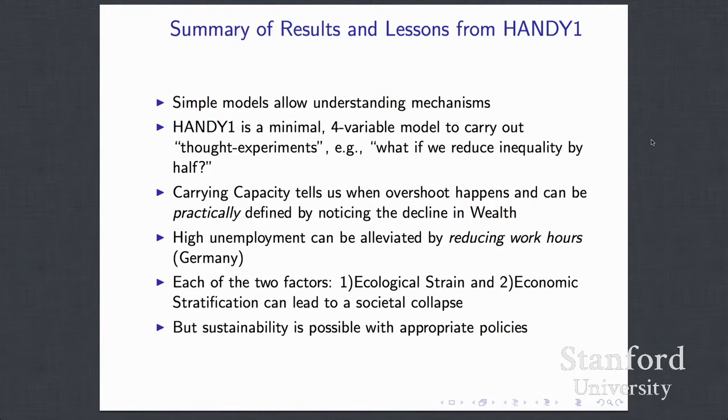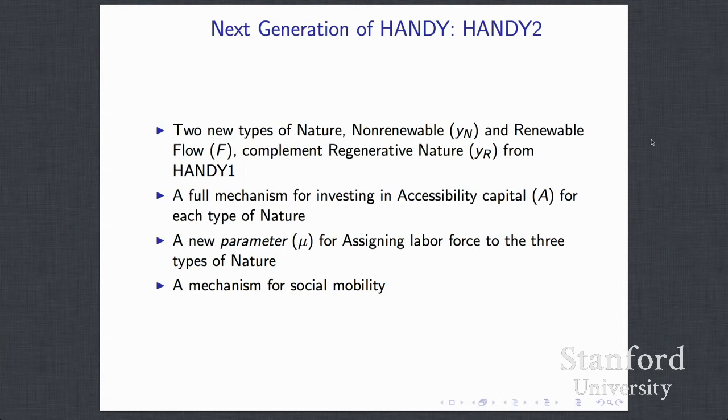Okay. So what's happening with the next generation, next level of Handy? We already looked into a second generation of Handy. We've already developed the second generation. A paper is under writing. So what happens with the second generation is that in Handy 1, which I showed, we just have regenerating nature. There's a regenerating nature that keeps regenerating, like forest, crops, fisheries, game animals, those sort of things. So what happens if we add non-renewables, fossil fuels, and renewable flows, like solar, wind, things like that?